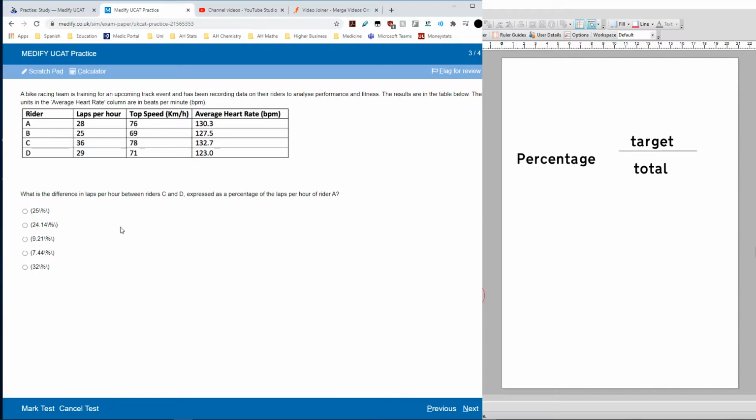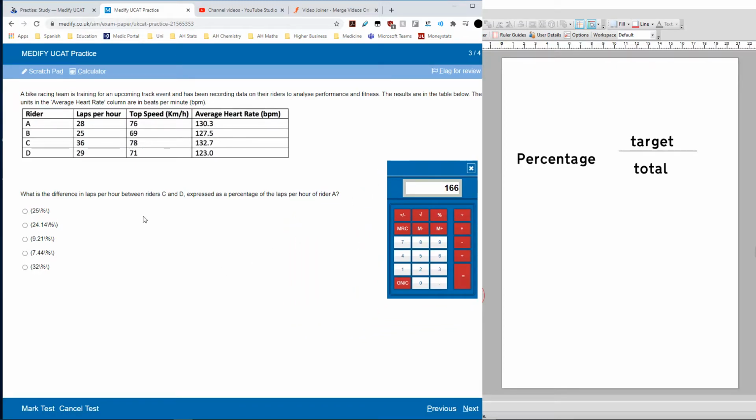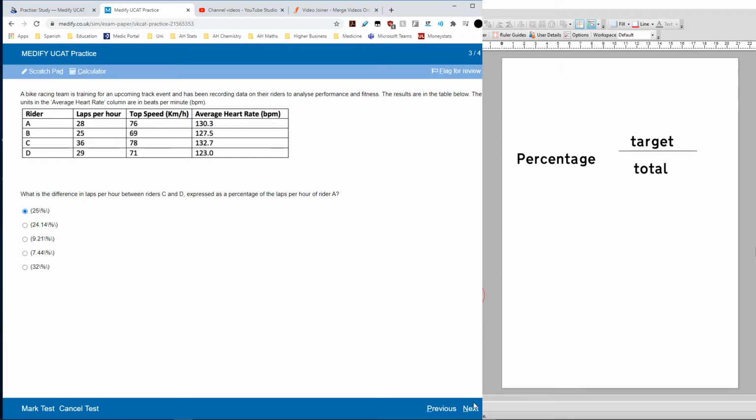Now, what is the difference in laps per hour between riders C and D, expressed as a percentage of the laps per hour of rider A? Okay, wow, that's a tricky one. So the difference in laps per hour, that's 7, because 36 take away 29 is 7. So 7 as a percentage of the laps per hour of rider A. To get the percentage of something, target over total, 7 divided by 28. Oh, it's 25%. Alright, okay, maybe it wasn't as hard as it seemed.